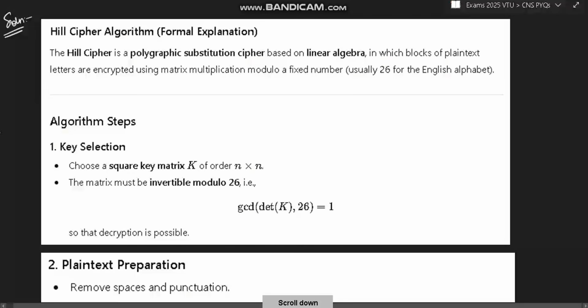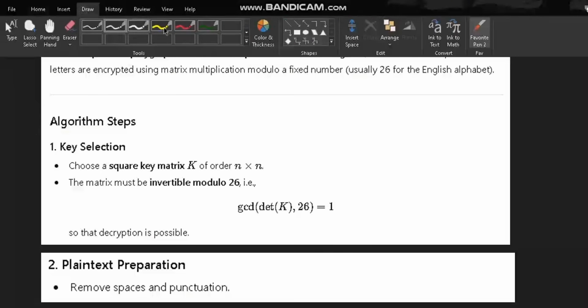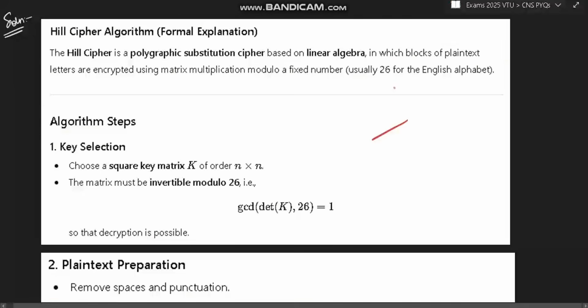Okay, now the steps should be as follows. The Hill cipher is a polygraphic substitution cipher based on linear algebra. Just let me change the marker. Now see, it is a polygraphic substitution cipher based on linear algebra, in which blocks of plain text letters are encrypted using matrix multiplication modulo a fixed number. 26 we are using because there are 26 letters in the English alphabet.